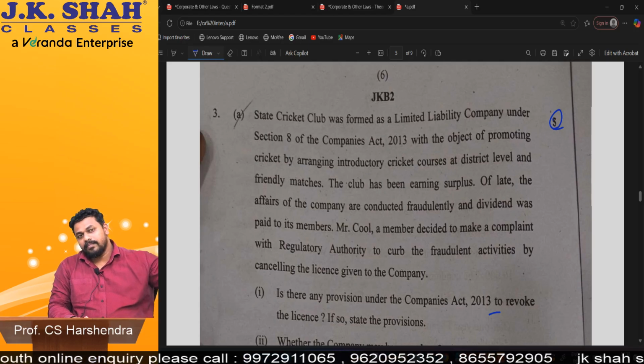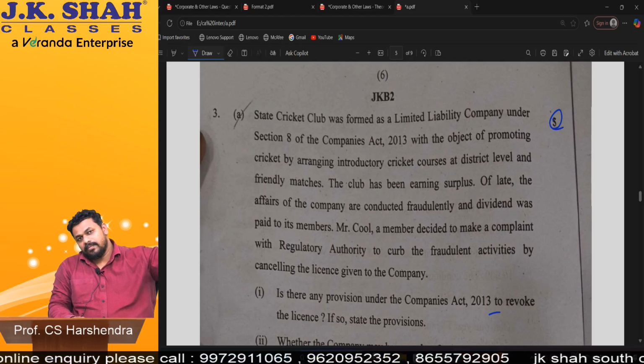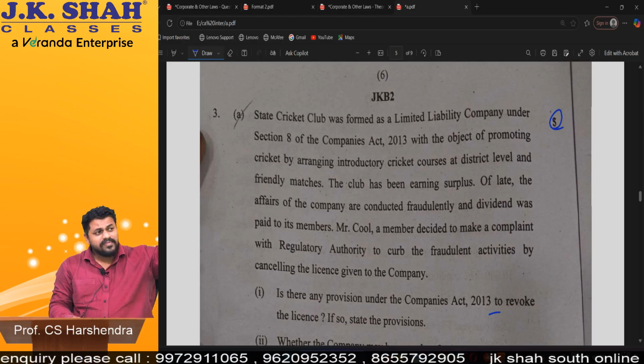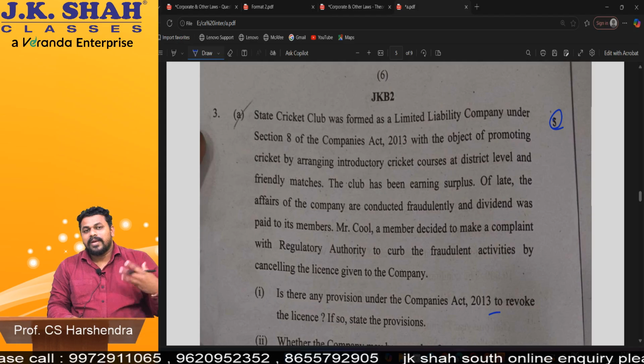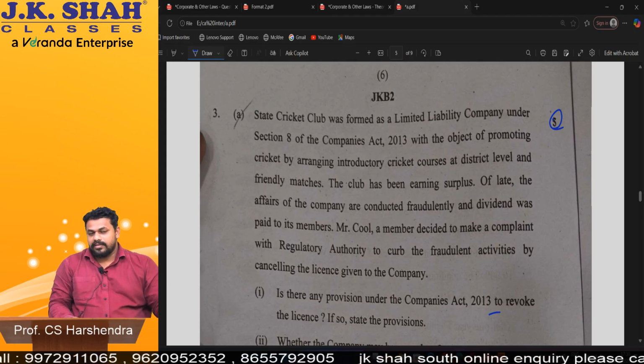They have to form a company. A partnership firm will form a company and become a member, or else if there is an existing Section 8 company, they can become a member there also. But practically, they themselves form a company. Am I clear?